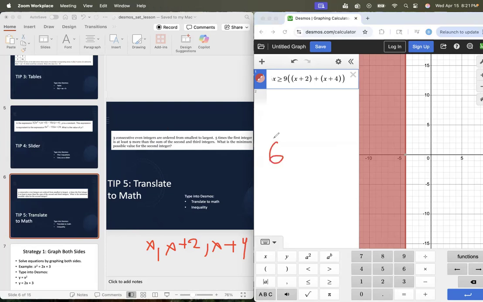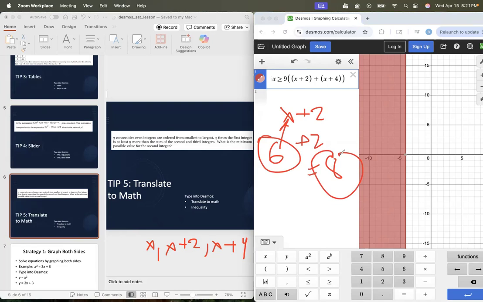If you mix this up, you're going to get a question wrong. But then they're asking you, what is the minimum possible value for the second integer? The second integer is x plus 2. The 6 is the x, and therefore x plus 2 gives you 8. This is the way you solve these questions.